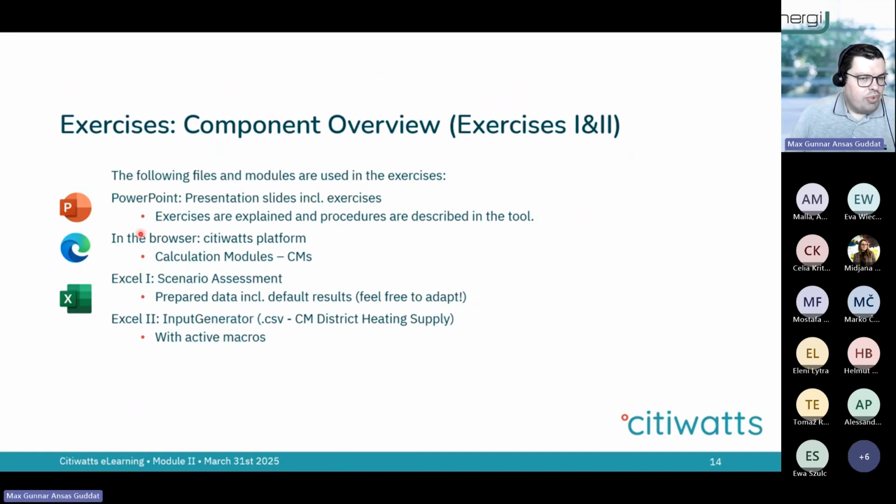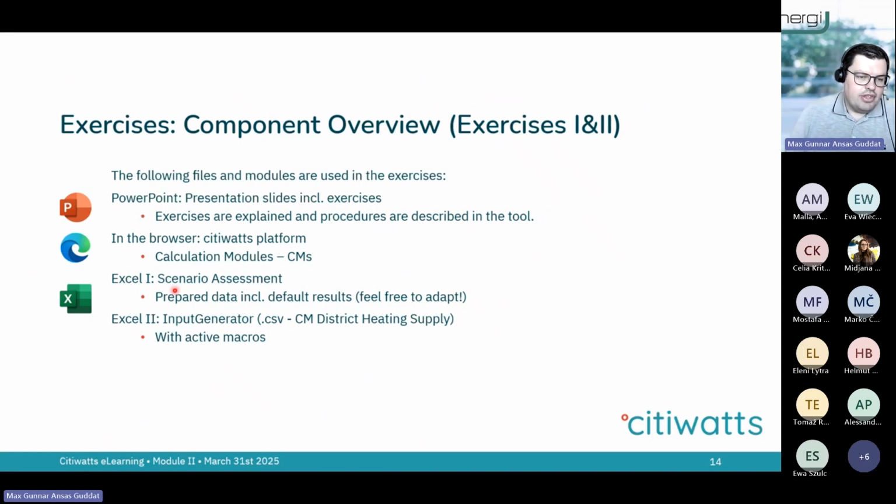Yeah, said in a slightly different way. I already presented this, but we have some PowerPoints, so this slideshow with the exercises and then the template on the side. You are also to work in the browser to use the tool itself, and we'll explain what buttons to click when, later today in the session.